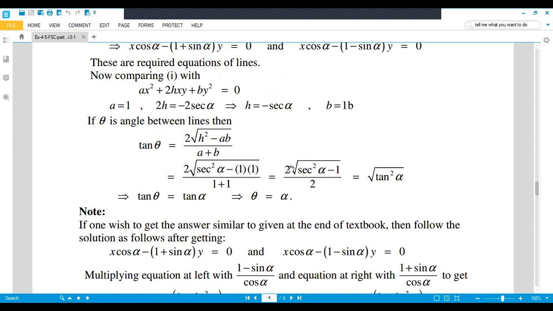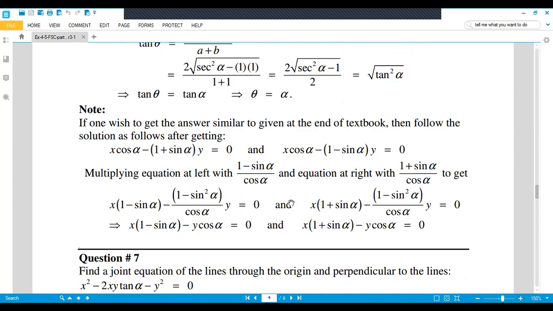Divided by 1 plus 1, so 2 under root secant square alpha minus 1 divided by 2, and secant square alpha minus 1, you know, is equal to tangent square alpha. 2 cancels with 2, the square and under root cancel, so tan cancels from both sides, so theta is equal to alpha. So the angle theta is equal to alpha.